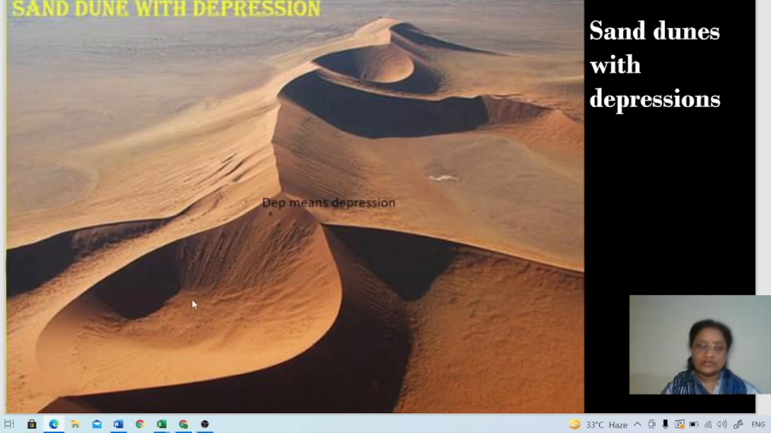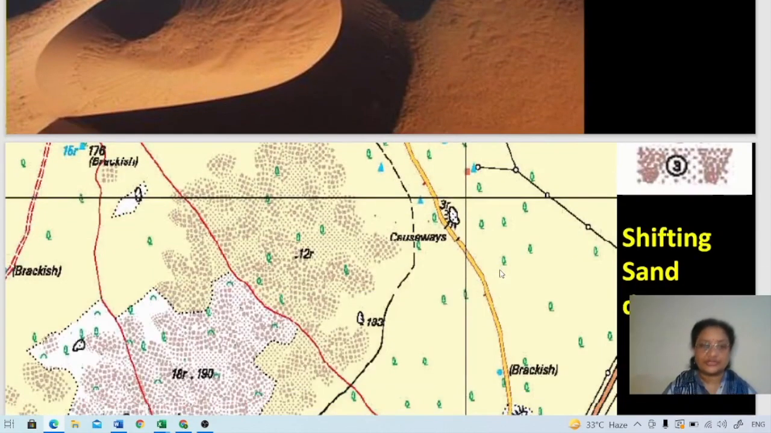Right. Suppose in the depression, if it is mentioned 2R, what does that mean? It indicates that the depression has a relative depth of 2 meters. Okay, so in this manner you will get several such examples in the topo sheet, right?